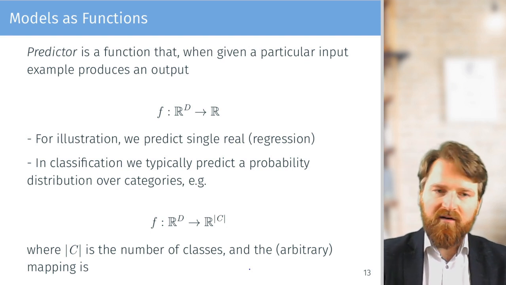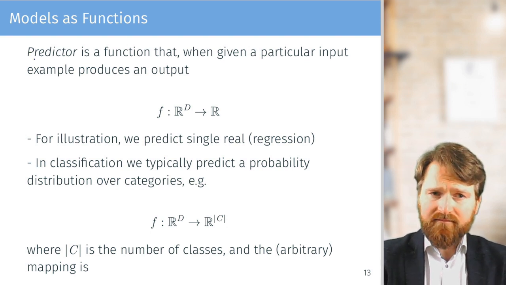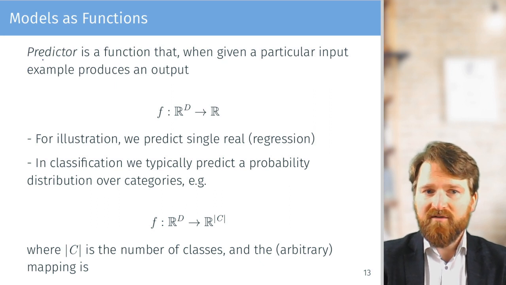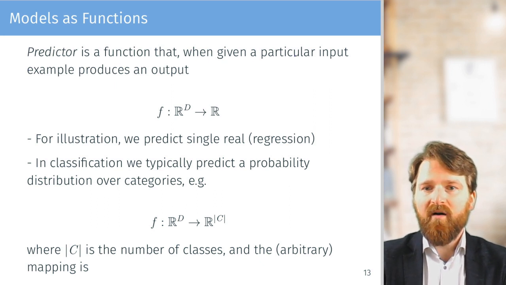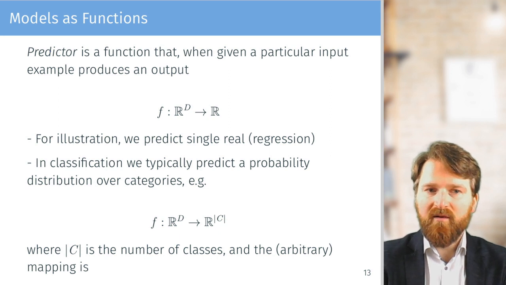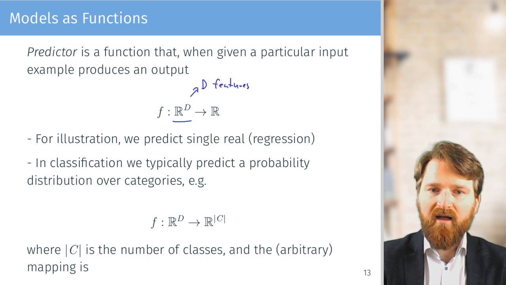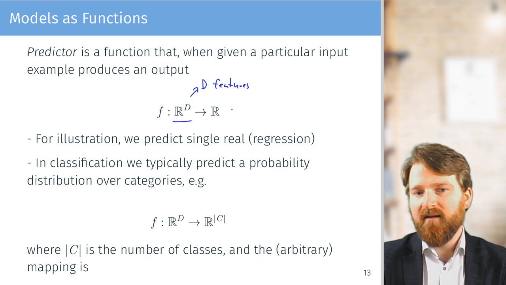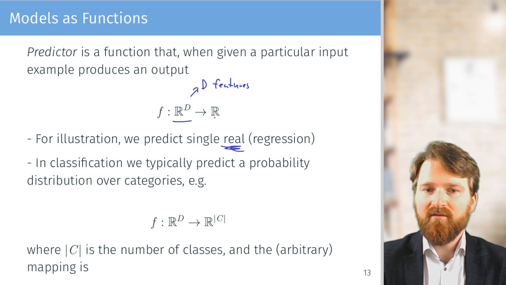And here's another piece of terminology: for a model, we call it a predictor, which is a function that, when given a particular input example, produces an output. We already talked about models as functions, and this is what we call a predictor. So a predictor is a function from the feature space, these D features as we had before, and the output is typically some real number. This is just for illustration, a single real value.